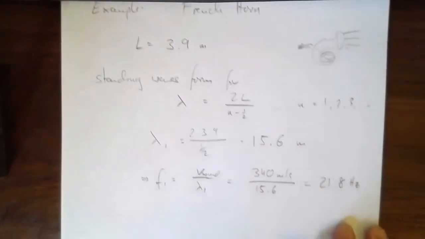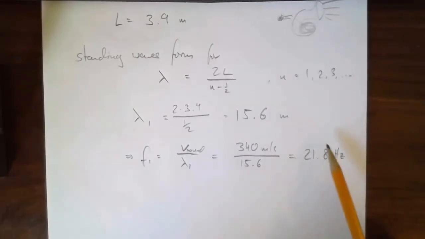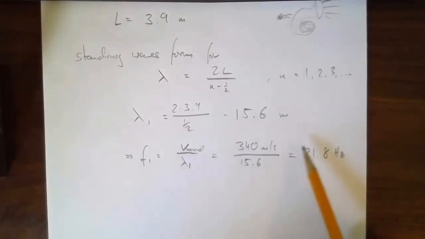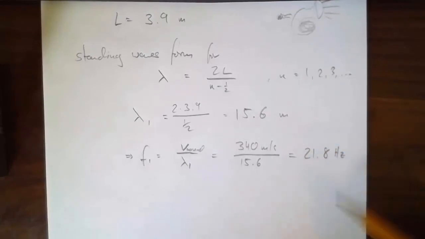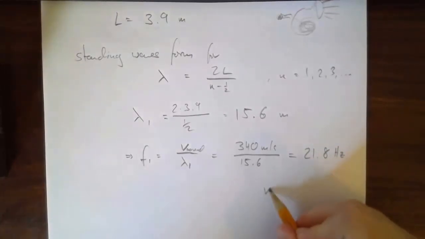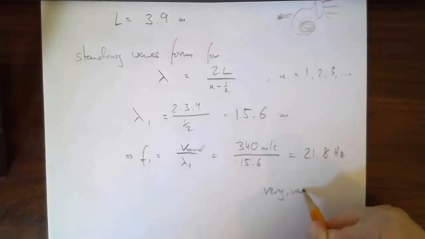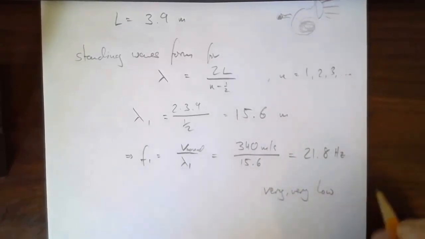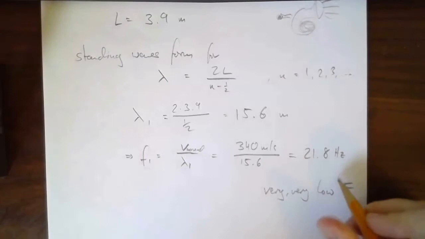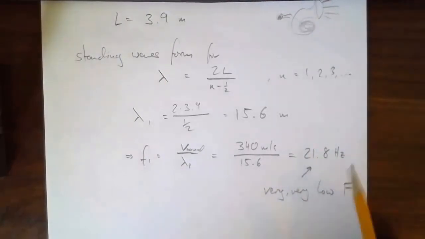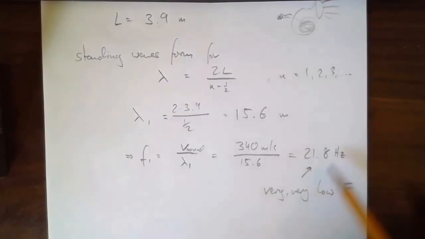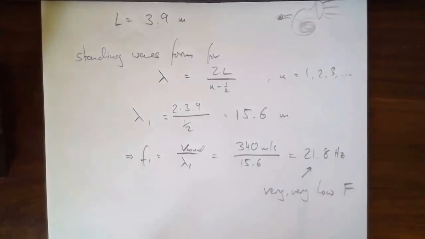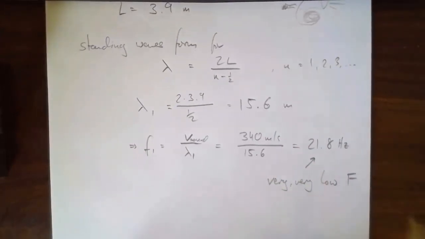21.8 hertz. What note is this? Well, it's really low, right? It's barely in the audible range. It's almost too low a note for us to hear, but it's a very, very low F, as it turns out, like the note F. If you look at a table of different pitches, like what they are in frequencies, we're going to talk about that more when we talk about music.